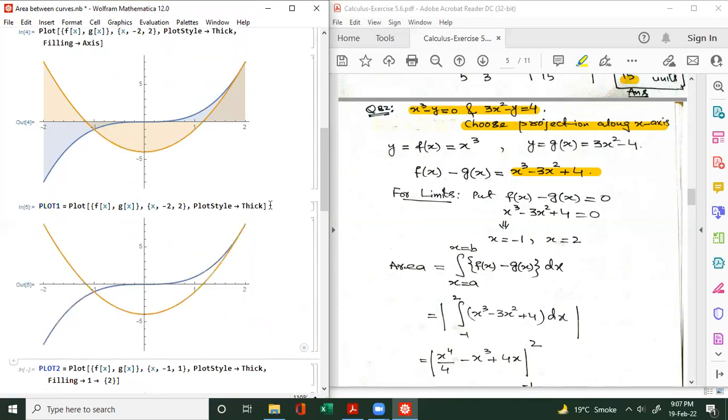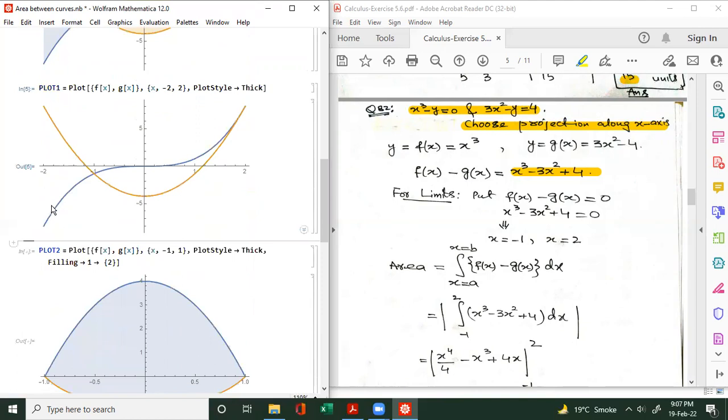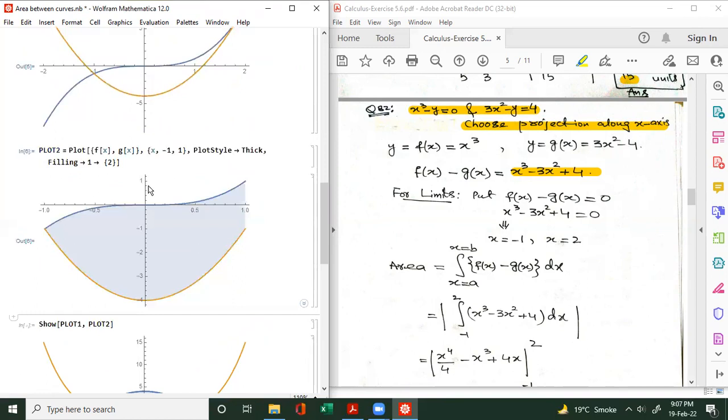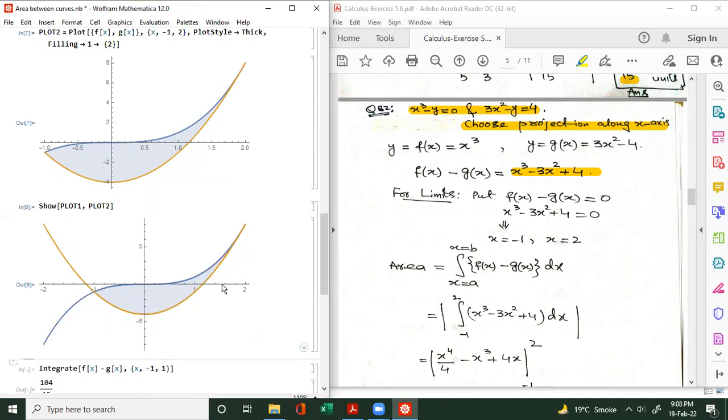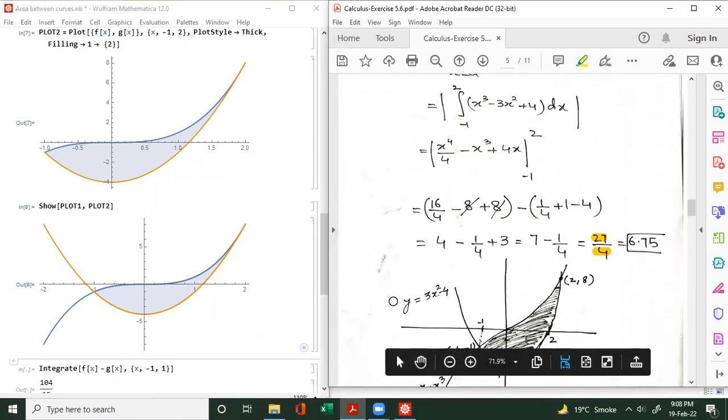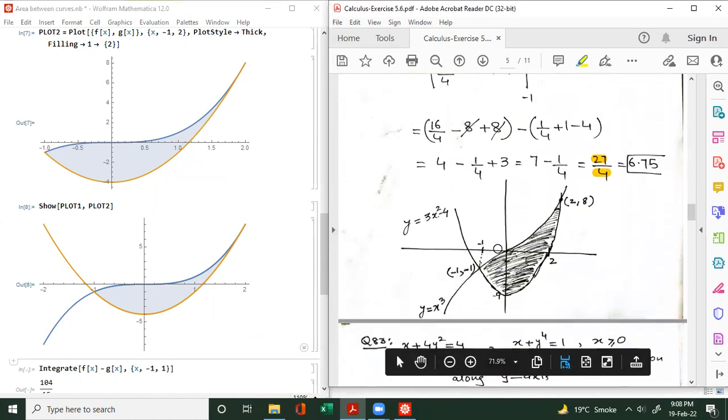So let's plot these functions, and then use the filling command. In the filling command, I need to revise the limits. My limits are from -1 to 2, and then we need to merge these two plots. So that is the graph. That is the actual graph, and that is the actual shaded area that we needed to find in square units. You can match it with my rough graph here.